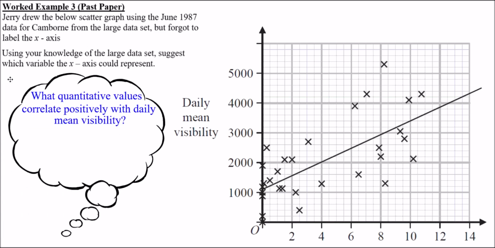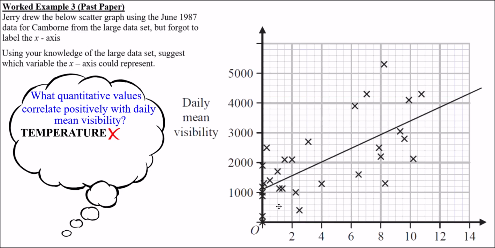So this needs to get you thinking. So a thought bubble. What quantitative values correlate positively with daily mean visibility? So when a day is clearer, what also tends to be true? Well, temperature tends to be higher. If a day is clearer, normally it's when the sun is shining better and brighter, the temperature tends to be, as a general rule, a bit higher. Well, it can't be temperature. Why not? Let's just have a look at this scale.